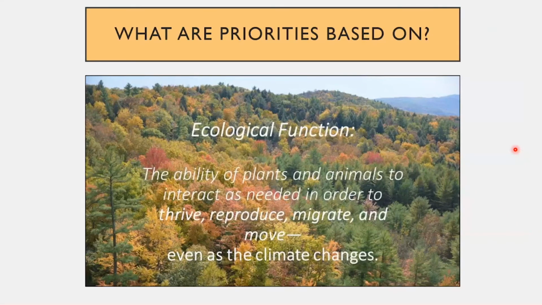Now, these priorities are based on this concept of ecological function. The ability of plants and animals to interact as needed in order to thrive, reproduce, migrate, and move, even as the climate changes.